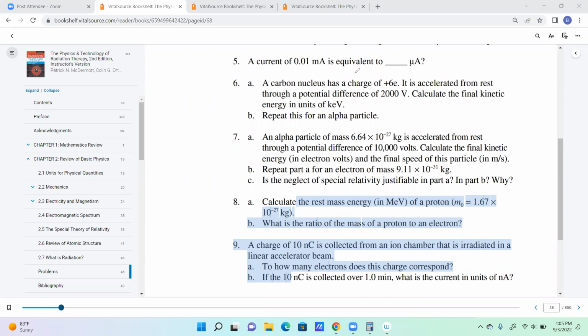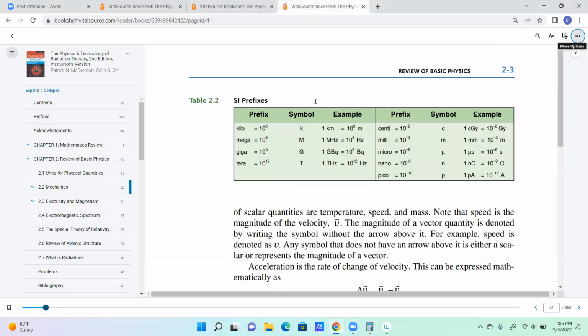All right, so we're going to go on here and take a look at question 6. We've got a carbon nucleus with a charge of plus 6e. It is accelerated from rest through a potential difference of 2,000 volts. Calculate the final kinetic energy in terms of keV. Let's look this up.